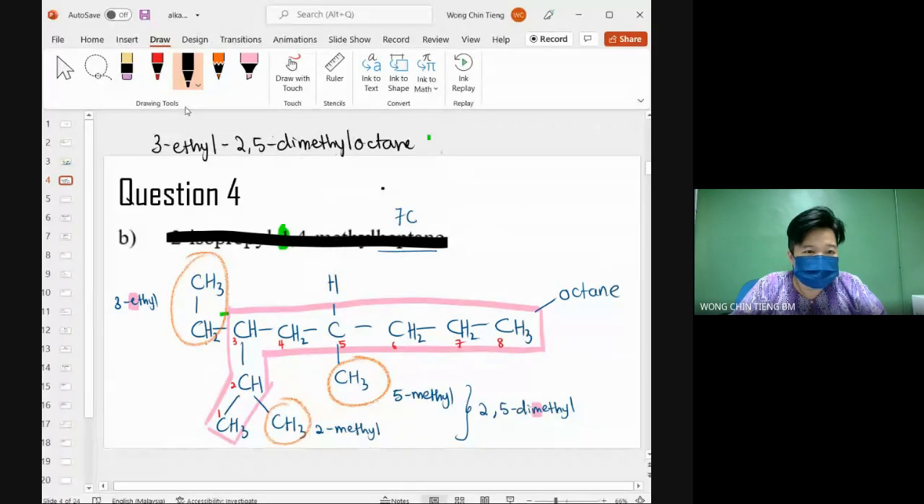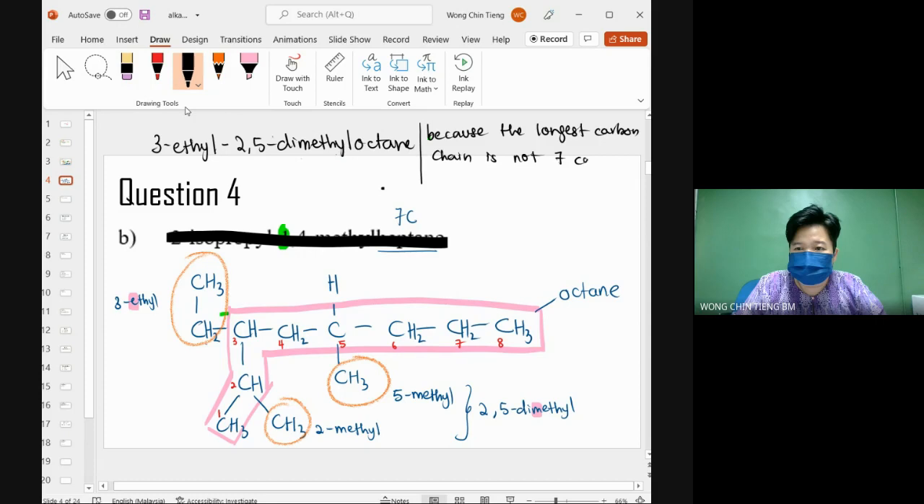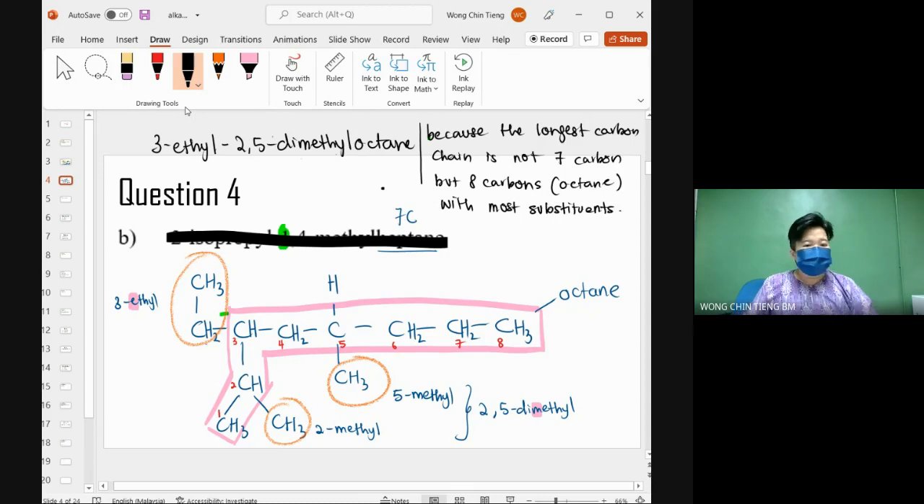Okay. Alright. The explanation is the part that we want to discuss lah. Why is this the correct name? Because, macam biasa, because the longest carbon chain is not 7 carbon, but 8 carbon octane, bracket, saya akan suka letak nama dia terus. 8 carbon octane with, extra sentence ya, with most substituent. Alright. Ayat ni kena ada.